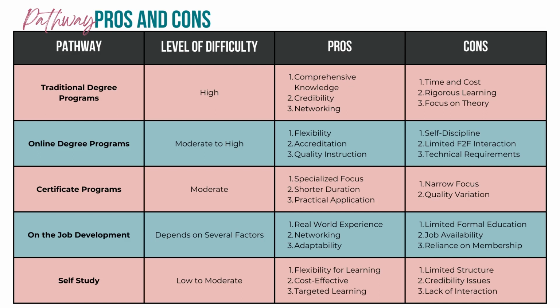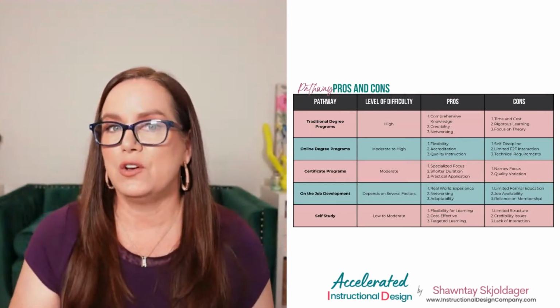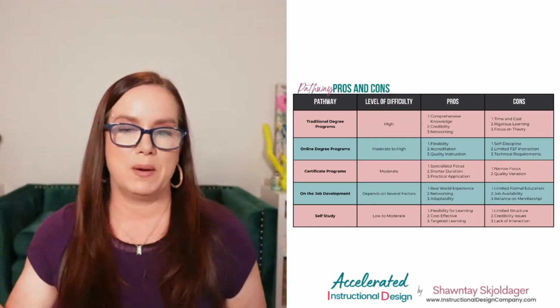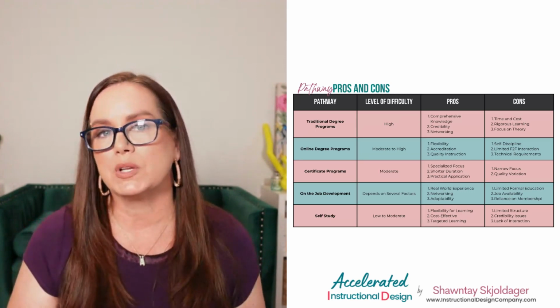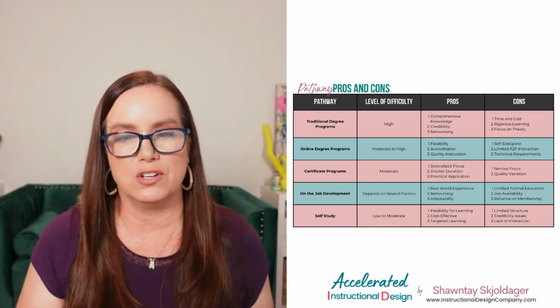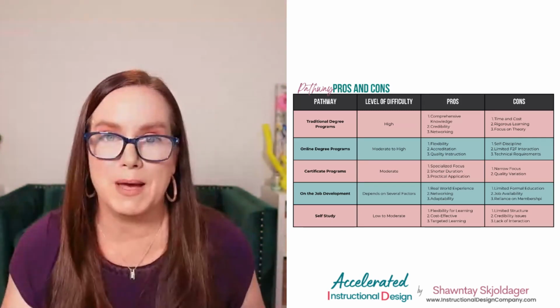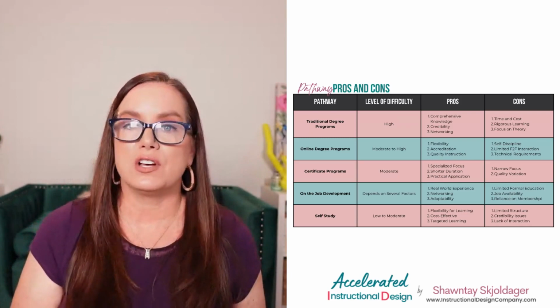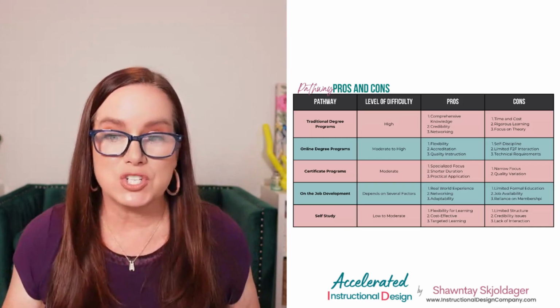So on row 1, you can see that we've got traditional degree plans. The level of difficulty on this is rated high. Some of the pros are you get a very comprehensive knowledge. Whenever you earn your degree, there's a lot of credibility behind that. And as you're going through the program, you get to network and build relationships with people. Now, some of the disadvantages or the cons of your traditional degree program is the time. You might want to be applying for a job in 3 months versus waiting 2 years. There's also the cost, depending on which university you go to and how much their tuition is, right?